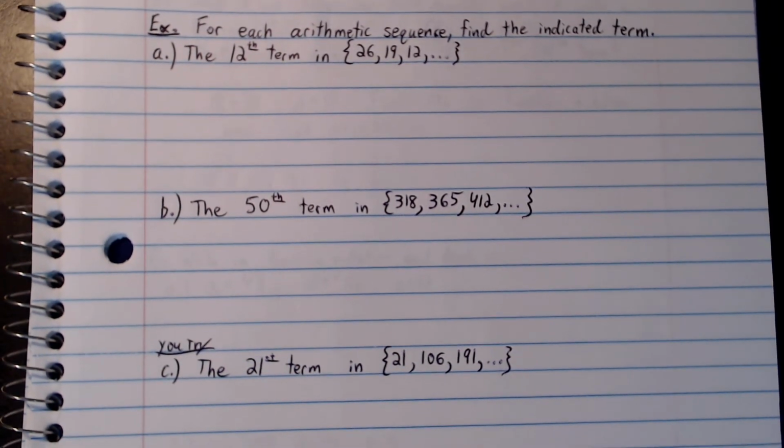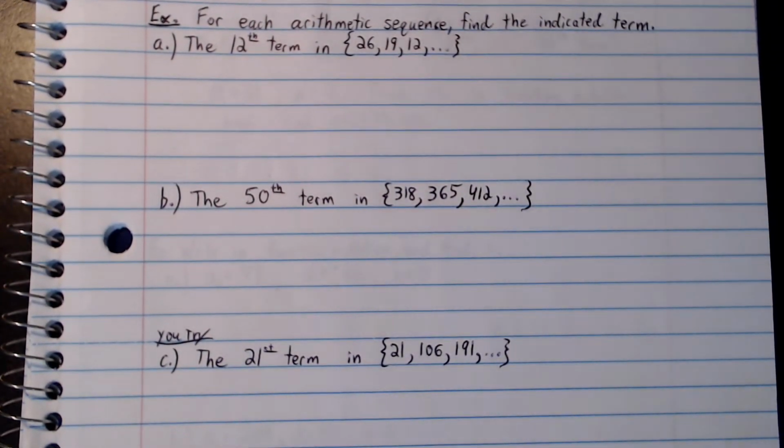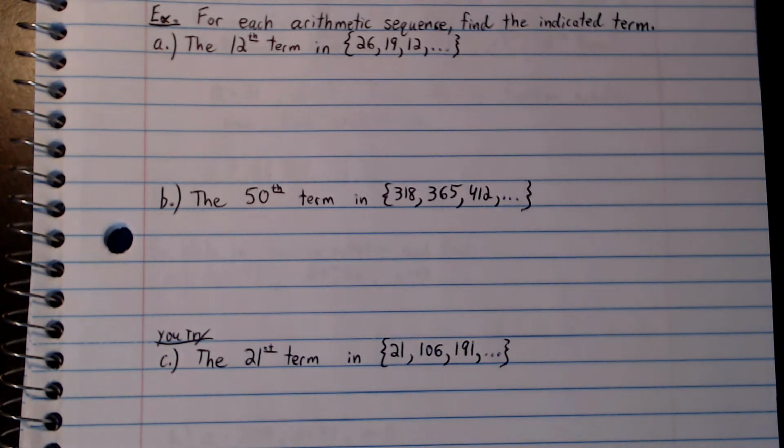Alright, so we're going to do a couple more problems. They're going to look much more this way in the future. I'm going to do these first two, and then I'll scroll down so you can see the bottom two. They're going to give you a little bit of information. They tell you what number term you're looking for, and they give you a couple of numbers in that particular sequence. So, this first problem, they give us 26, 19, and 12, and they want us to find the 12th term.